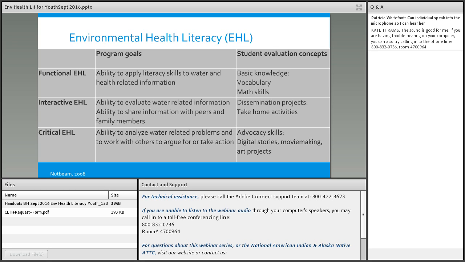The next level is interactive literacy. This is the ability to use water-related information in this case and to understand it and to share it with their peers and their family members. We saw this as being the piece where the students could take home activities that they were learning in our programs and share it with their families. And then the third level is critical literacy. This is about the ability to analyze these water-related problems and then to work with others to take action. Some of the concepts and topics we worked on in our program were having the students develop digital stories, movie making, and art projects.